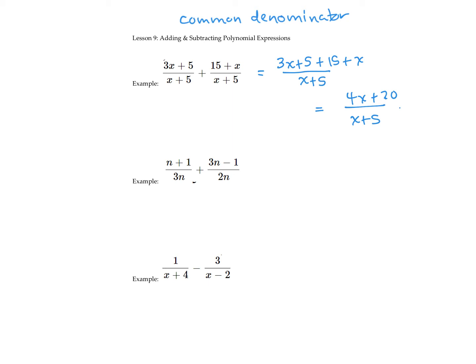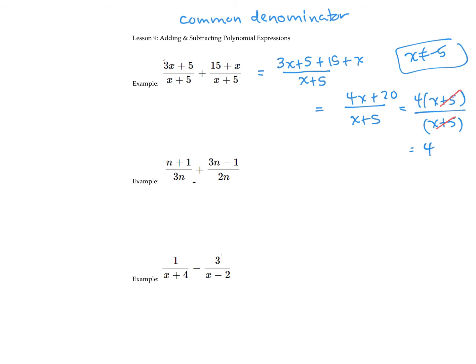Now, looking at this one, we could reduce it. I could factor out a common 5. So sometimes they will reduce after you've added them together. You may be able to factor and reduce after that. So just be careful with that. That is an option. And then also state the restriction, x cannot equal -5.